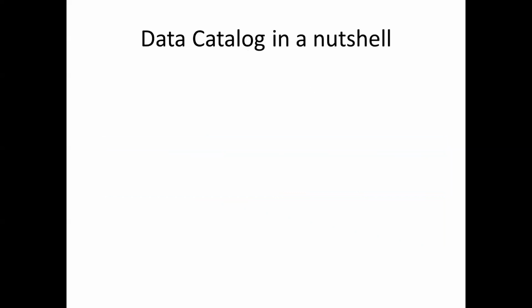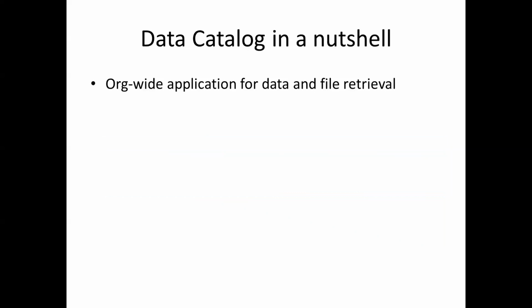So what is a data catalog in a nutshell? The data catalog is an application for data and file retrieval. I will make special emphasis on file retrieval because you see lots of tools for data retrieval, but not so many tools for file retrieval, and definitely not in a single interface.